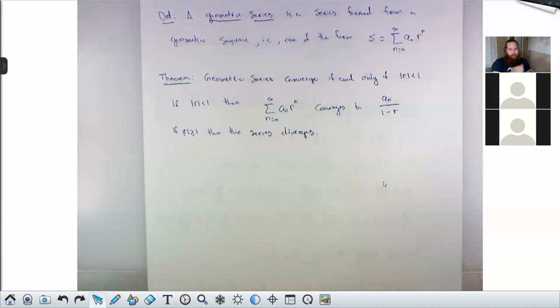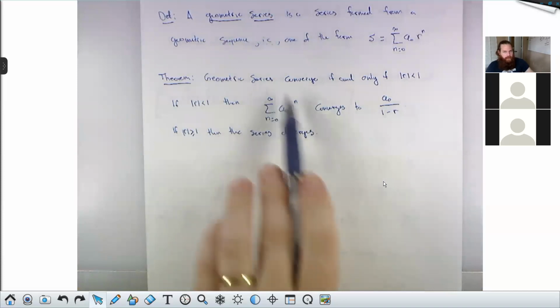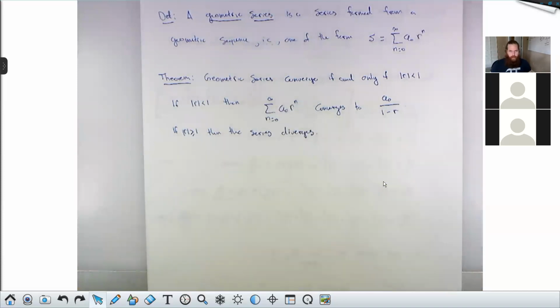So I'm going to prove the theorem, and then I'm going to give you a slightly better formula for the sum of a geometric series. This formula works fine, but only for things that look exactly like this. And I'll give you a formula that works in more cases. But this is the easiest way to prove it. So this is how I will jump in.